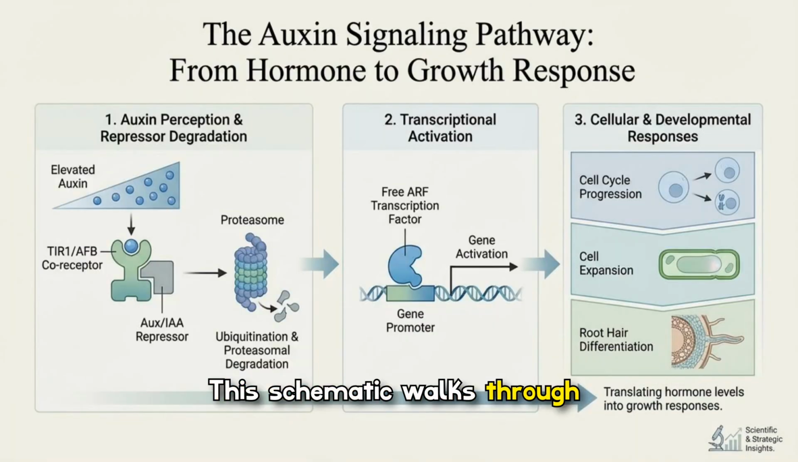This schematic walks through the auxin signaling pathway from hormone perception to growth. Elevated auxin promotes TIR1/AFB-mediated degradation of Aux/IAA repressors, freeing ARF transcription factors to activate target genes, which then drive cell cycle progression, cell expansion, and root hair differentiation, effectively translating hormone dynamics into concrete cellular and developmental responses.